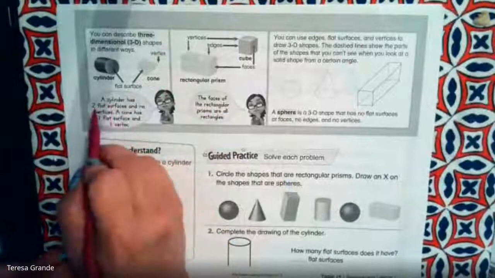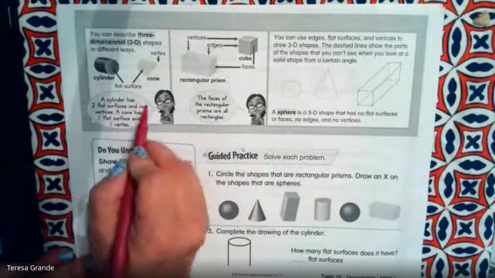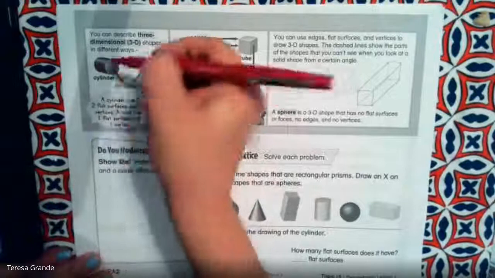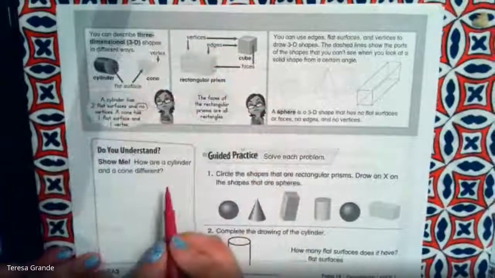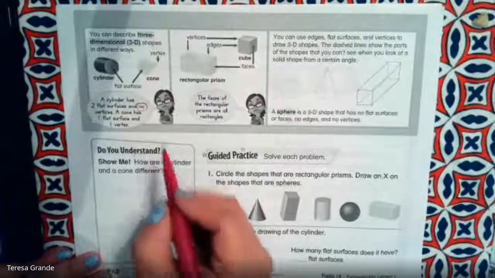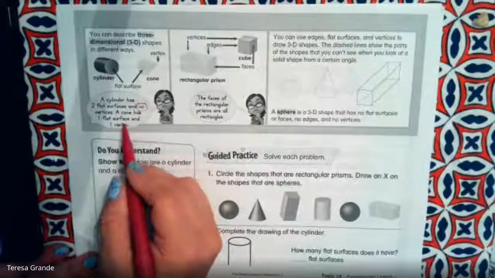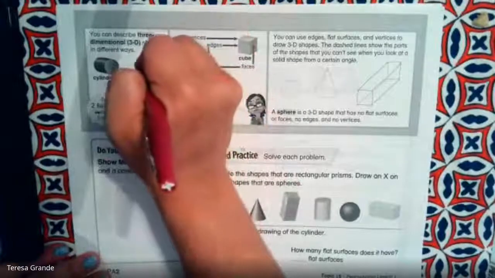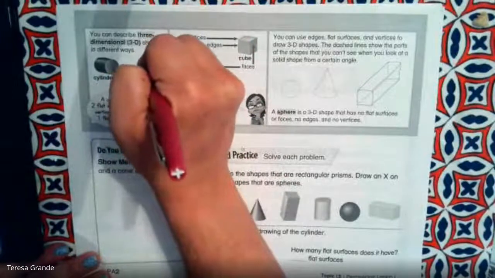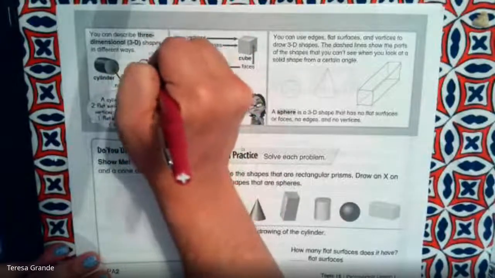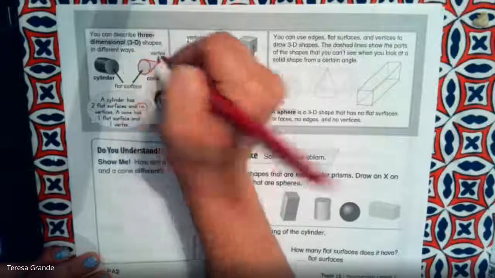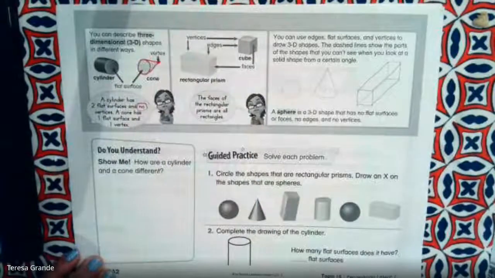A cylinder has two flat surfaces and no vertices because the top and the bottom are circles. A cone has one flat surface and one vertex. This also has a circle, two flat sides, one vertex.